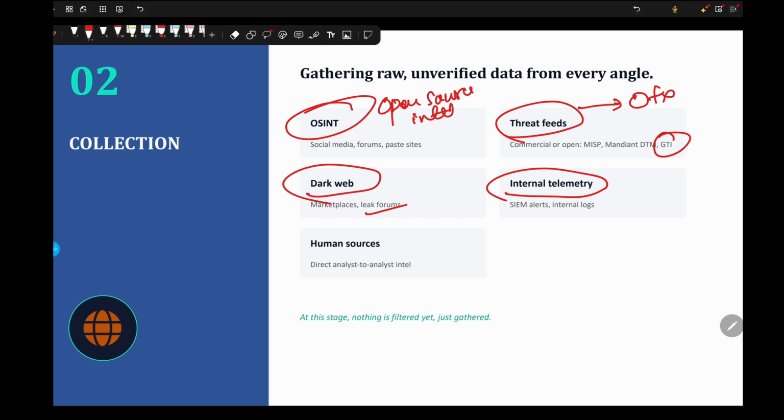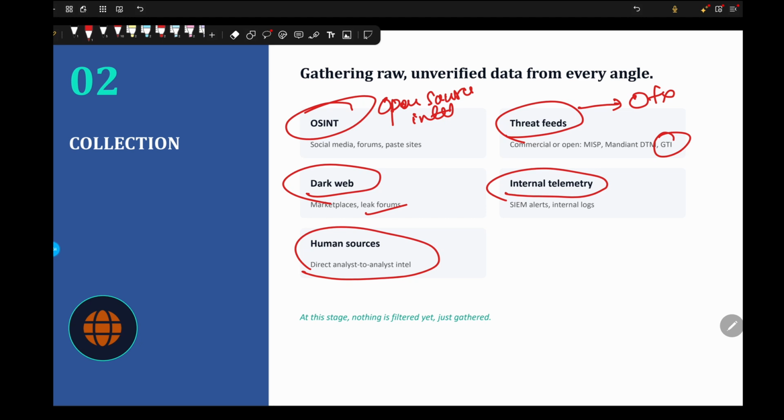So then there are human sources, where, analyst to analyst, you can check with other analysts and get the information from them. So these are the various sources from which you can collect the information that you need. One thing you have to keep in mind is that at this stage we have not filtered the data. It's raw data that you collected from various sources, based on the plan that you set in the initial stage. And the data may be raw, unverified, and sometimes even messy.